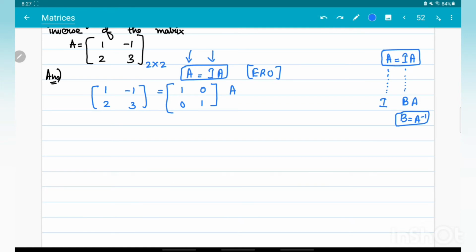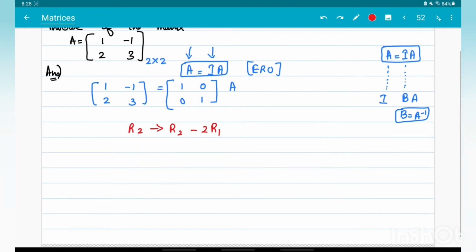So if I see here, if I apply this row operation, that is row 2 will change into row 2 minus 2 times of row 1. So I have made this transformation so that I get a 0 in place of this 2. Okay, so you have to make your own transformations. You have to check this by trial and error method. You have to make it on your own, and then you have to find the answer.